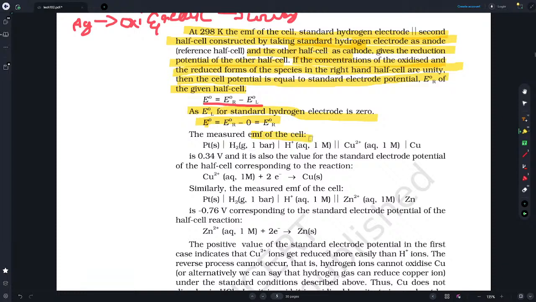The measured EMF of the cell, with platinum as an electrode and H2 gas, hydrogen getting oxidized to form H plus ions, and another solution of copper 2 plus gaining electrons and getting reduced, is 0.34 volt. Since the E standard of the cell is 0.34 volt, and we take hydrogen as 0, the electrode potential of Cu2 plus to Cu will become 0.34 volt.